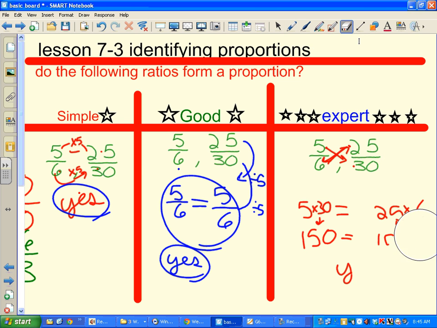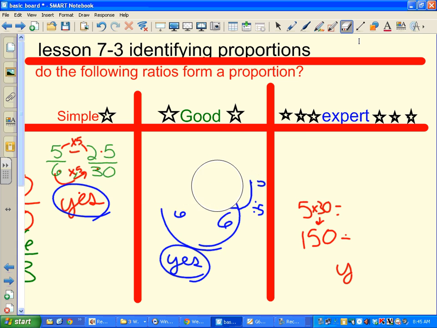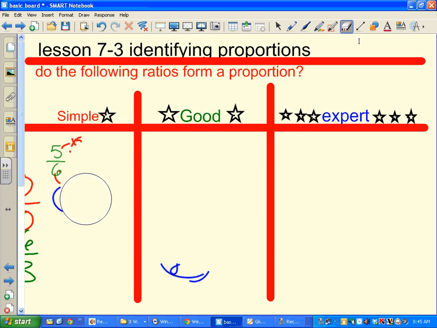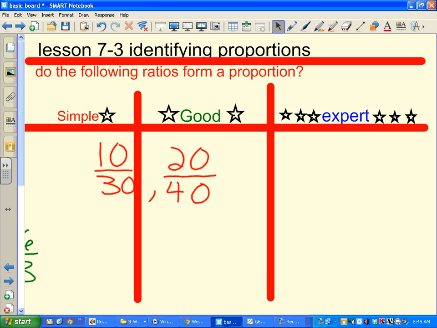Okay, let's go ahead now. I'm going to clean this all up. I made a gigantic mess on my board, and we'll do 2 more really quickly, because I want to model that.